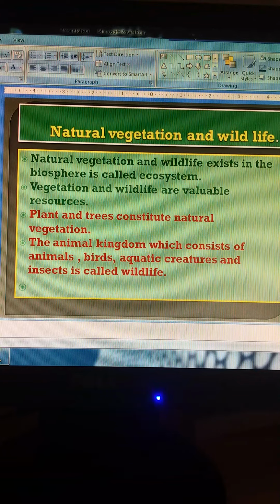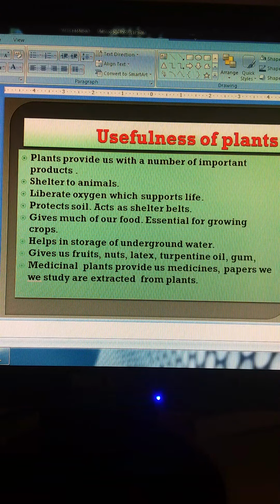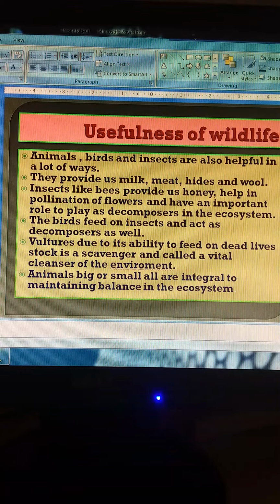At the same time, wildlife also includes the animals, birds, insects as well as aquatic form of life. What is the aquatic form of life? Those animals living in water. Okay, so they provide us with the milk, meat, hides and wool. Insects like bees provide us honey, that we know every morning we take honey with lime water to keep us healthy, help in pollination of the flowers and have an important role to play as decomposers in the ecosystem.